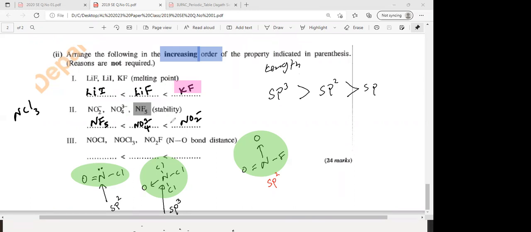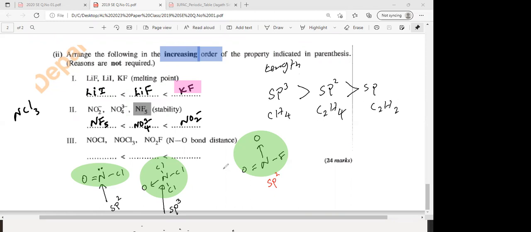Now the longest one is what? NOCl3. Why sp3? Okay, I'll give one more example for this. Look at the screen. If you take CH4, the CH bond angle in CH4 is greater than in C2H4, ethene, where there's a double bond. And C2H4 is greater than the CH bond angle in C2H2.